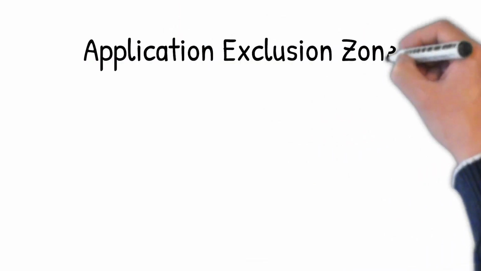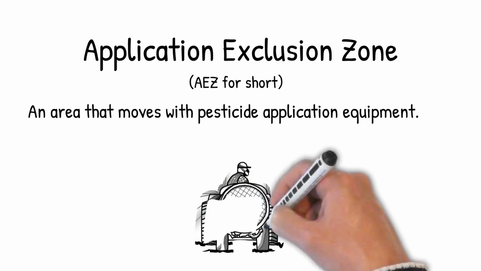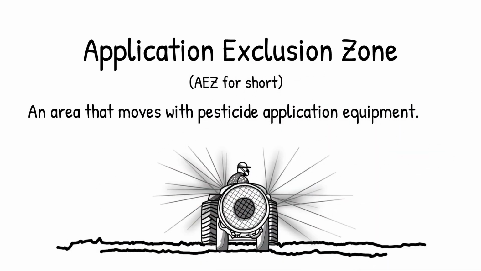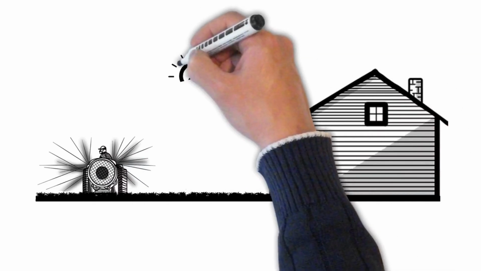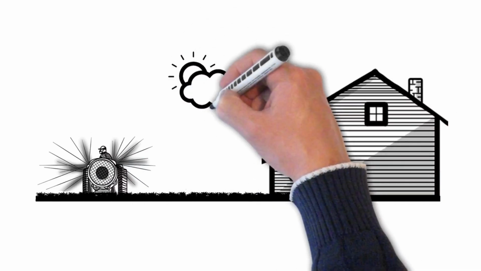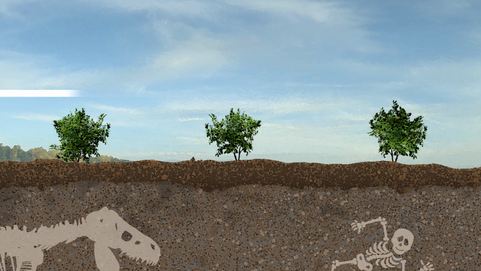An application exclusion zone, or AEZ for short, is an area that moves with pesticide application equipment. The zone is the horizontal radius of the area surrounding the application equipment during the application process and may extend beyond the treated area. It can also extend downward from that horizontal plane to the ground.